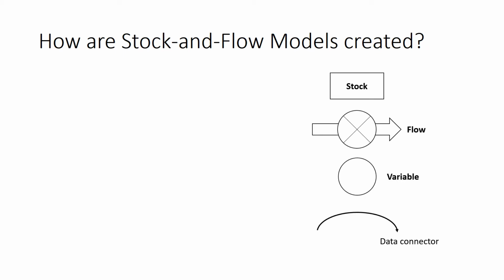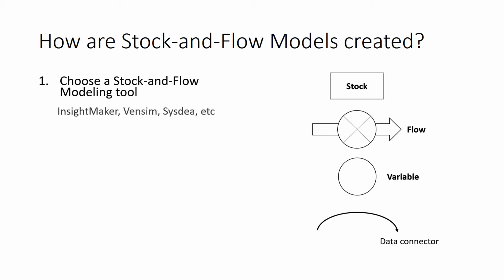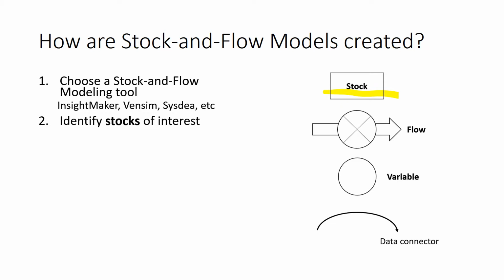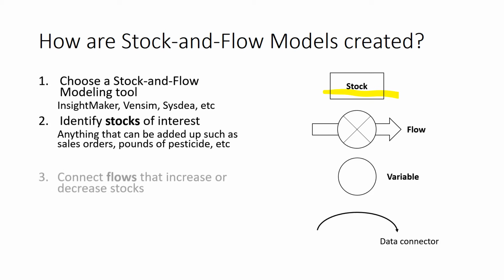These are the symbols you'll encounter in a stock and flow model generally. You start by choosing a stock and flow modeling tool. This is a piece of software you'll need. There are several available, some are free, some are fee-based, but you'll have to choose one of these. You start by identifying stocks of interest. Now, a stock is anything that can be added up, such as number of sales orders or pounds of pesticide.